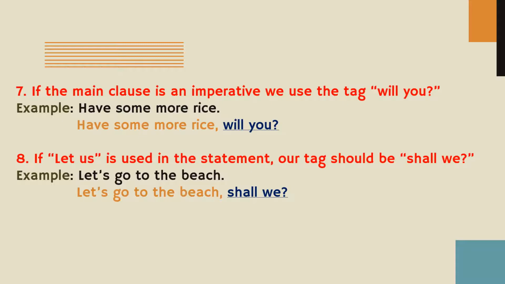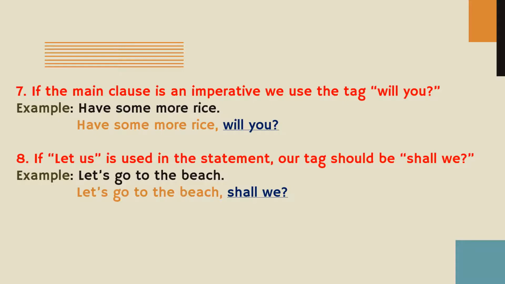Example, have some more rice. Have some more rice, will you? Have some rice is an example of an imperative. It shows commands. That's why the tag will you is used.